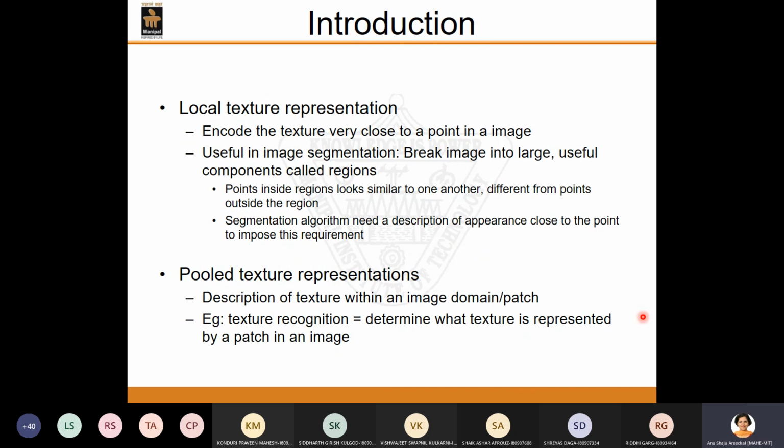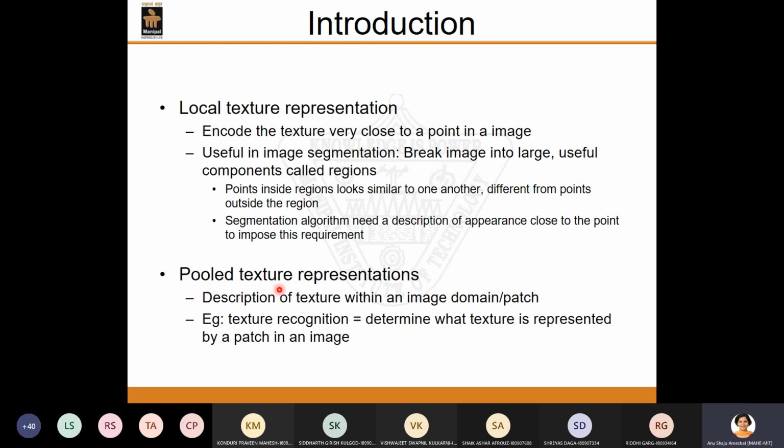Okay, so one of the forms of representation is the local texture representation, where you take an image, and let's say you are taking patches of the image, or small blocks within the image, and you try to find out the texture of each of these image patches. Okay, so you have an image, you have different patches, and you find the local texture representation of each of the image patches. Okay, that's what you call a local texture representation.